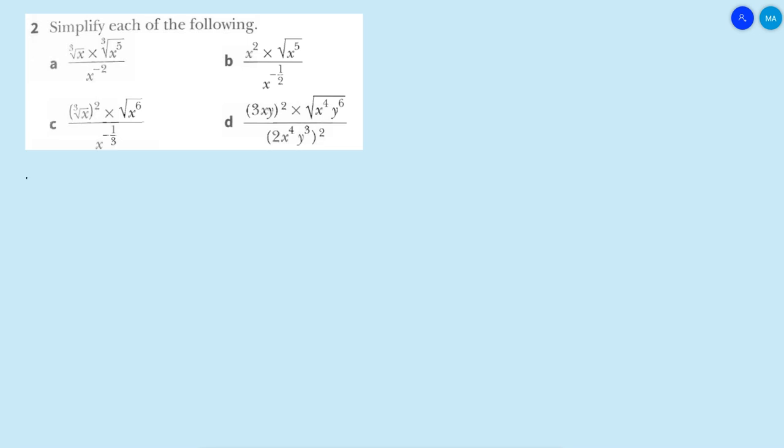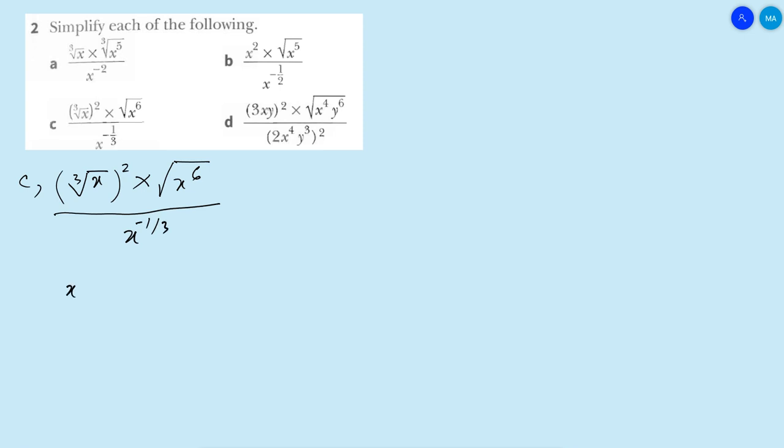Part C is cube root of x whole square into square root of x^6 upon x to the power minus 1 upon 3. Very easy.